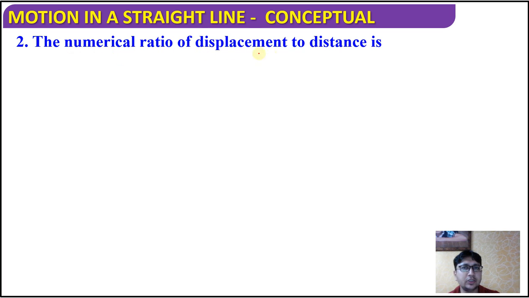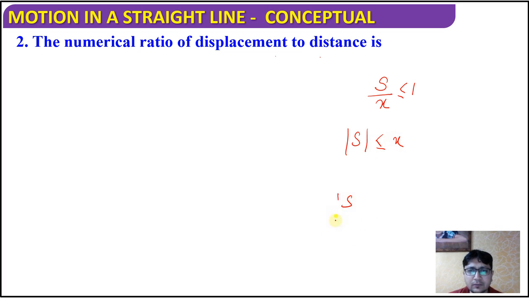The numerical ratio of displacement to distance. As we had seen earlier, the ratio s to x is always less than or equal to 1, because the value of displacement is always less than or equal to distance. So tell me, when will displacement and distance be the same? They will be the same when the body travels in only one direction. If it reverses direction or moves in the opposite direction, then it changes, meaning they are not equal.